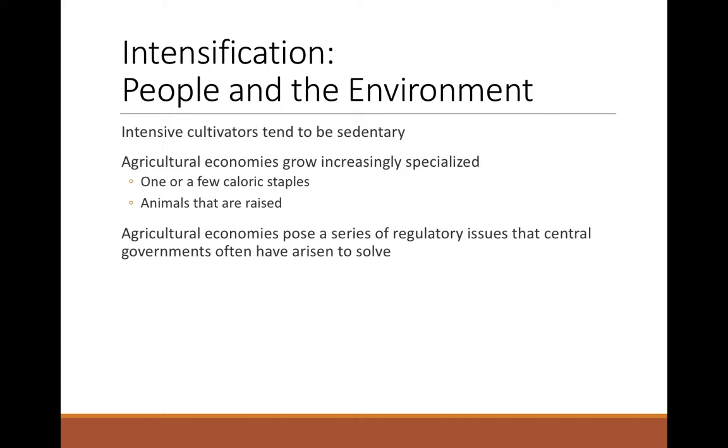Agricultural economies pose a system of regulatory issues that central governments have often arisen to solve. And so, with increasing population density, we are suddenly worried about who our people are and where our people are, and we utilize some dramatic measures to monitor human behavior. These regulatory issues arise out of this greater population density.